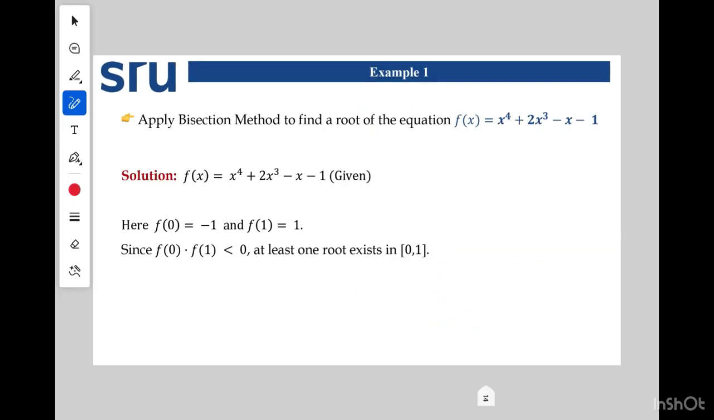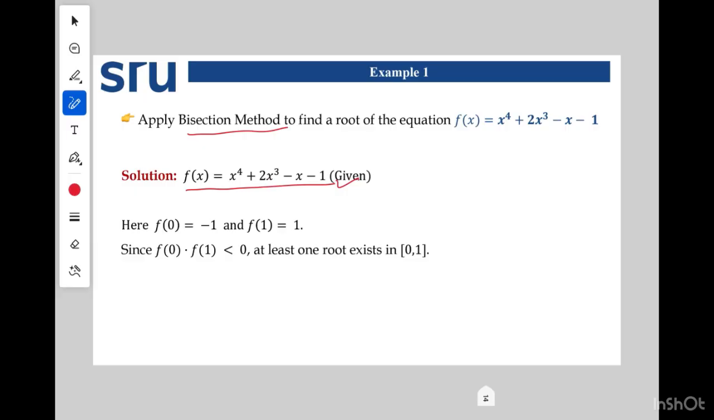Now let us discuss one example to understand the procedure of the bisection method. Apply the bisection method to find the root of the equation f(x) equal to x to the power 4 plus 2x cube minus x minus 1. So your function is given here. First we have to find the interval AB where the root of this equation lies.